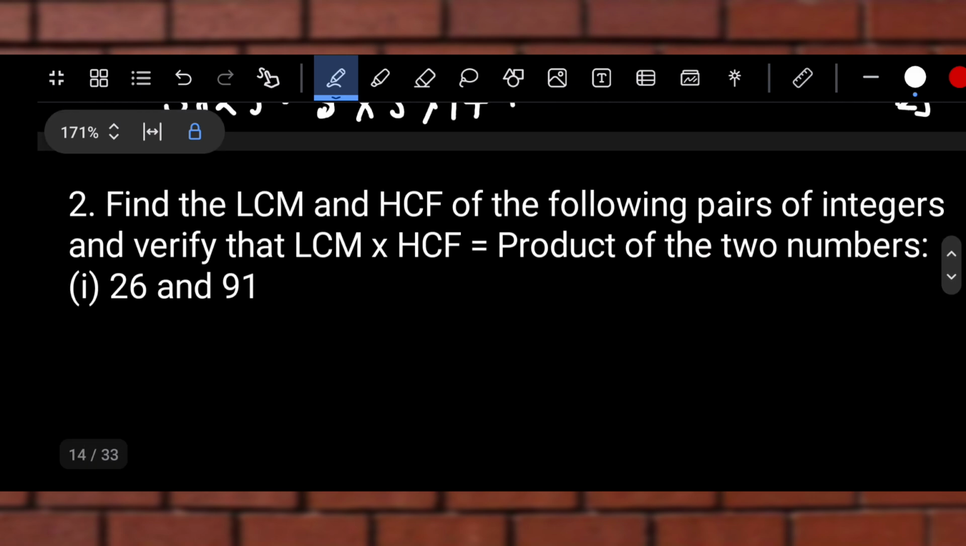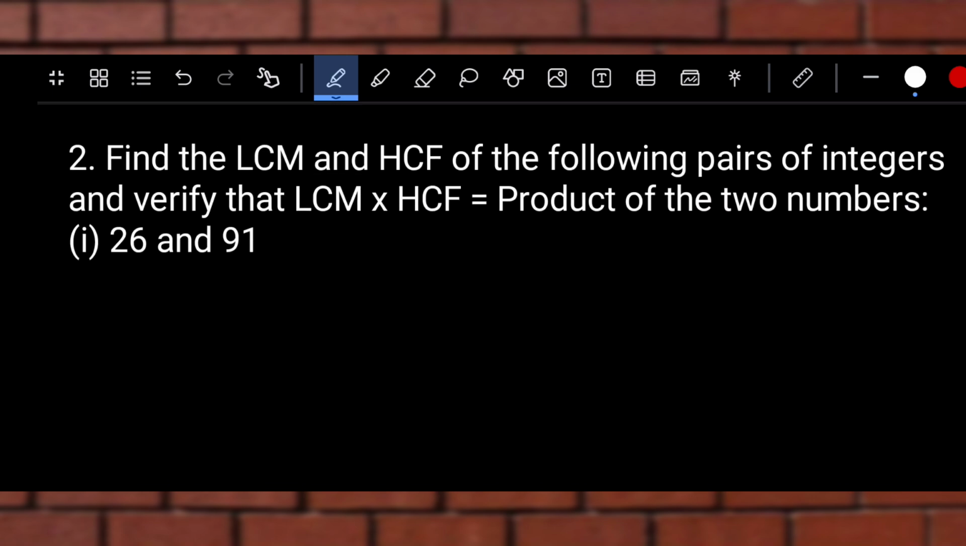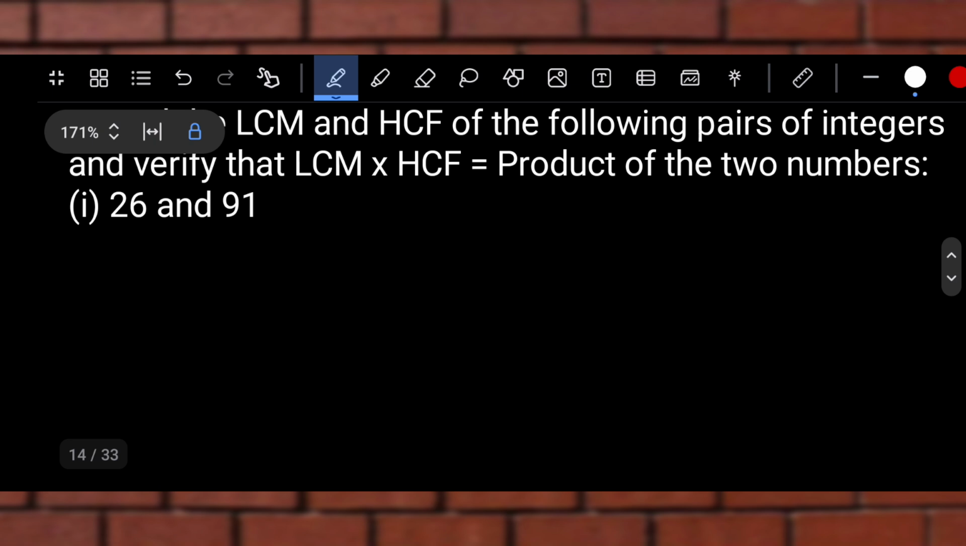Question number 2. Find the LCM and HCF of the following pairs of integers and verify that LCM into HCF is equal to the product of the two numbers. So let's begin. Let's find the prime factorization of 26 and 91 first, and then do the LCM and HCF of these numbers. So the prime factorization of 26.